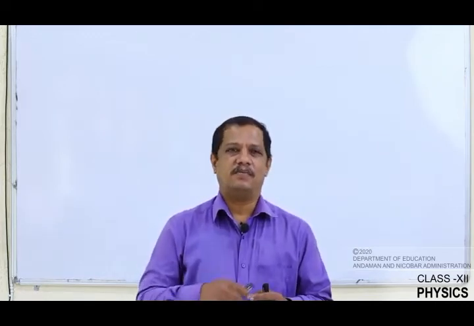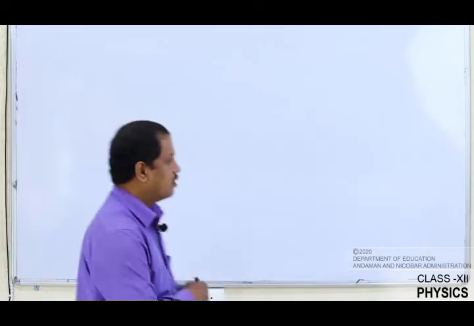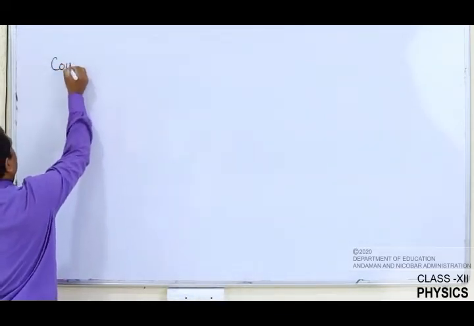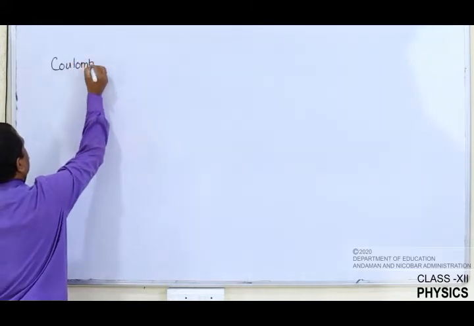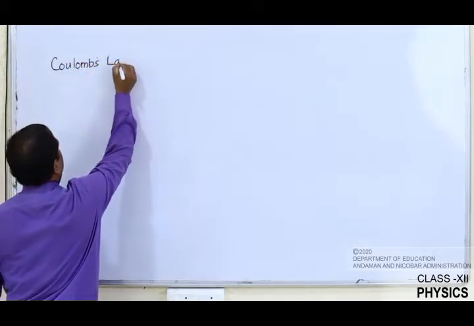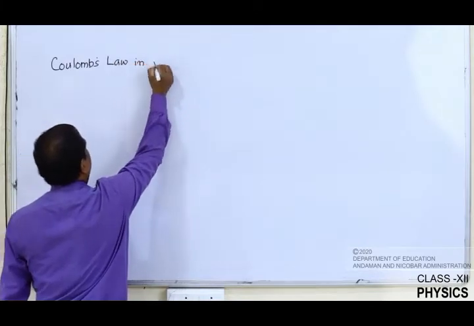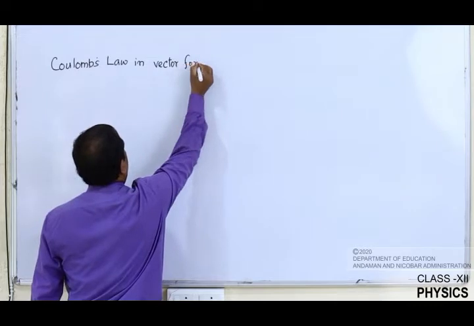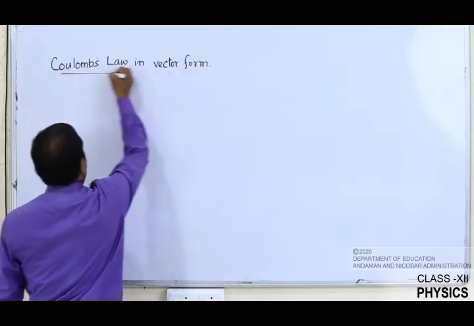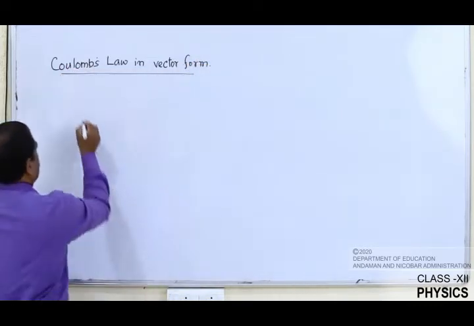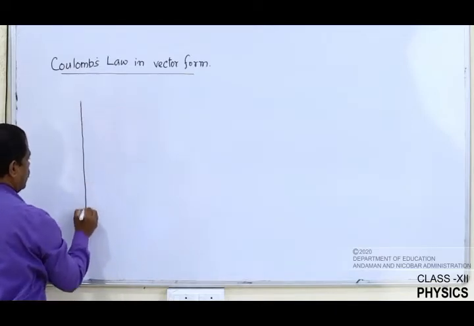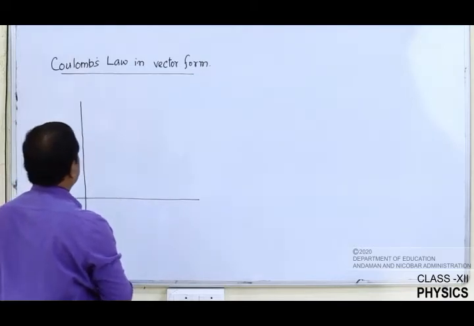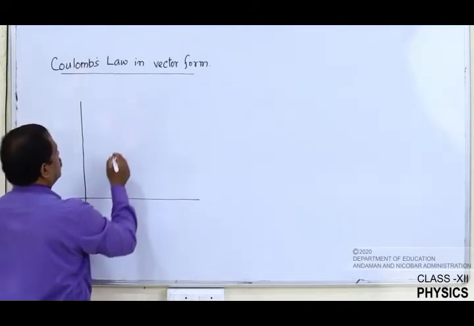The theoretical concept already you have studied. The theoretical concept says Coulomb's law in vector form. Now, what this says, Coulomb's law is used to calculate force on a point charge due to another point charge.